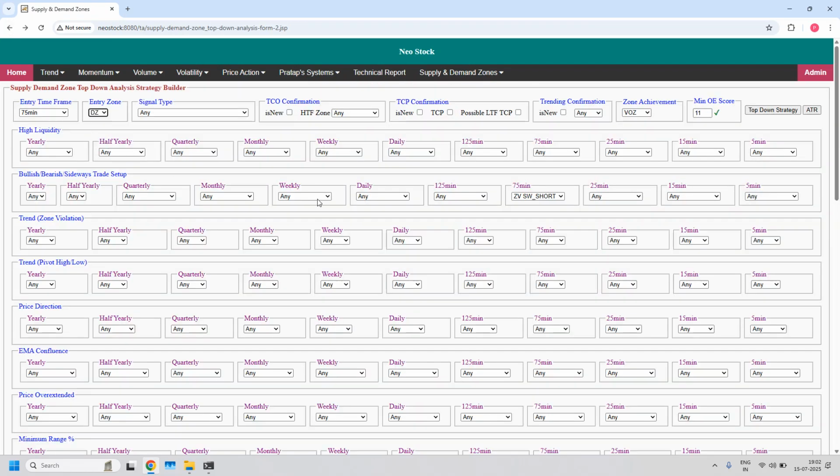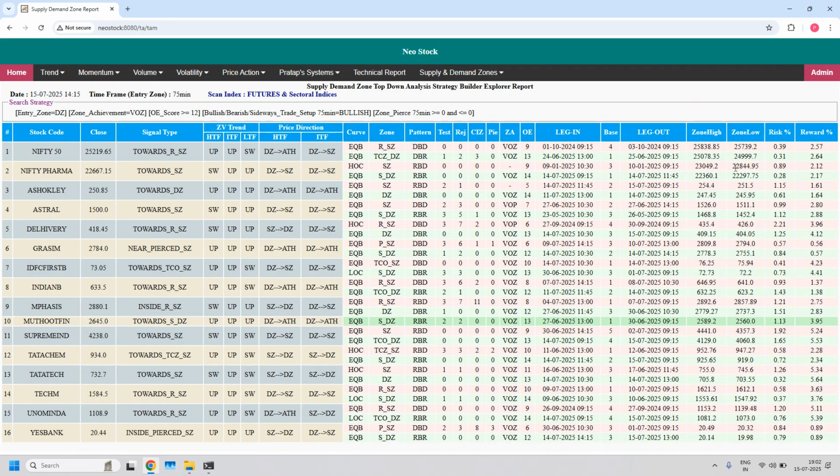Next, bullish trade setup for weekly income trade. The changes are 75 minutes demand zone, here bullish, and minimum order enhancer score 12. We got 16 stocks. Entry time frame zones are 75 minutes demand zones because it is bullish trade setup. All 75 minutes demand zones. So total 16 stocks we got. Even NIFTY 50 is also there here. Okay, out of these 16 bullish trade setups, let us find high probability trade setup supported zones.